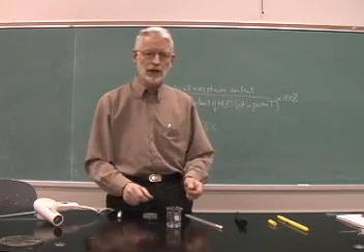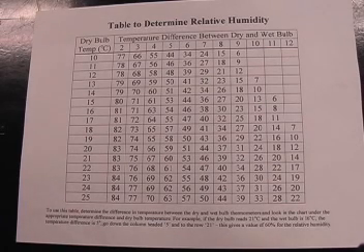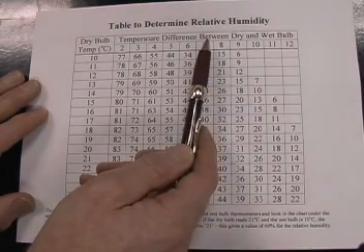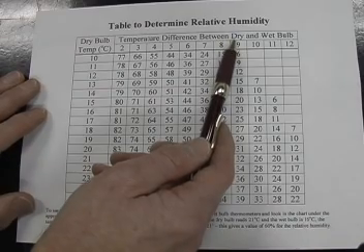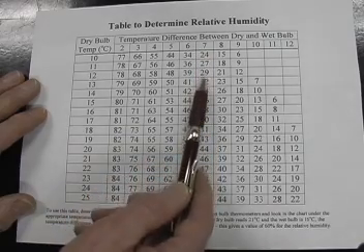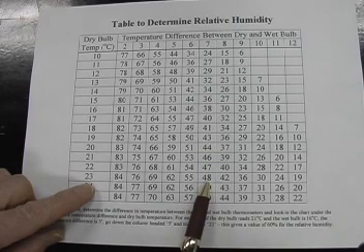Then we need to go to a chart to look up the relative humidity. So here's an example of a chart that is available from various sites on the internet or textbooks. And we then go to the difference between the dry and wet bulb. So that was 16 degrees for the wet bulb, 23 for the dry bulb, a difference of 7 degrees. So we go down the column 7 degrees, and we go to the dry bulb temperature, which was 23, and we find that the relative humidity is then 48%.